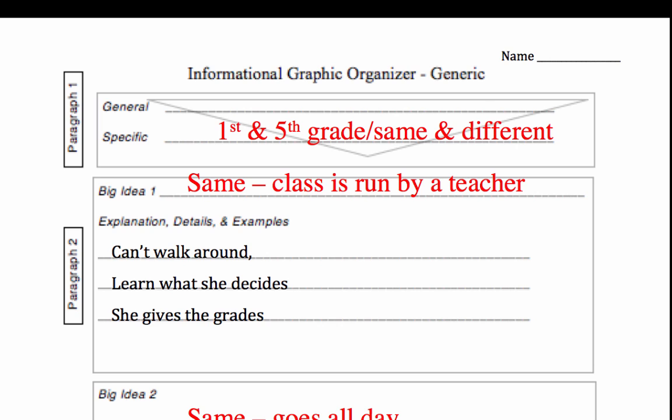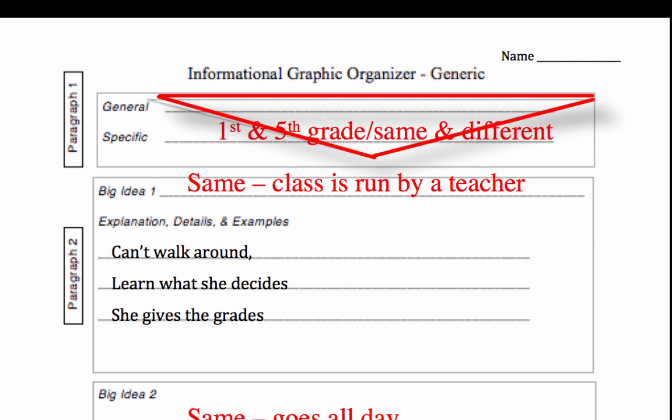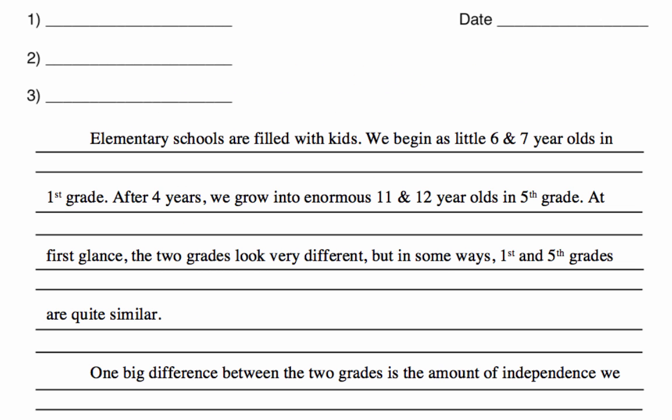The first paragraph of the essay has to begin with a broad general statement and end with a specific topic. Here are some examples of what a broad general statement looks like. Elementary schools are filled with kids. We begin as little 6 and 7-year-olds in first grade. After 4 years, we grow into enormous 11 and 12-year-olds in 5th grade. At first glance, the two grades look very different, but in some ways, 1st and 5th grades are quite similar.